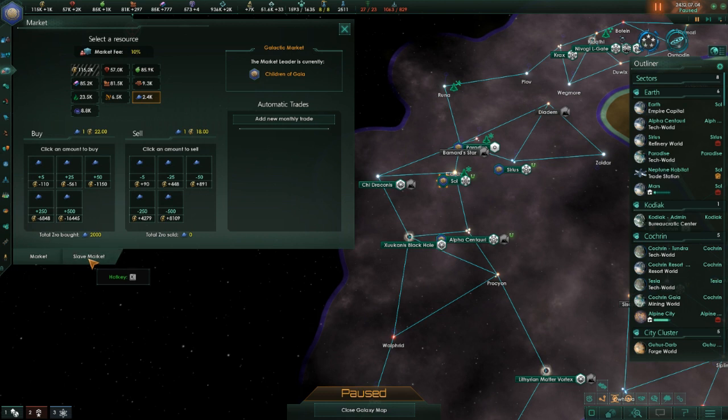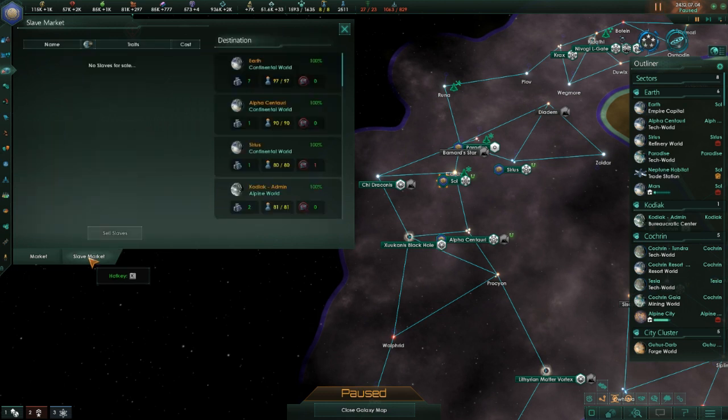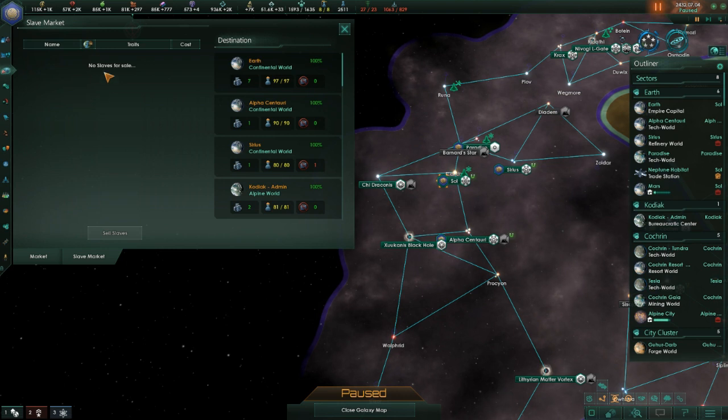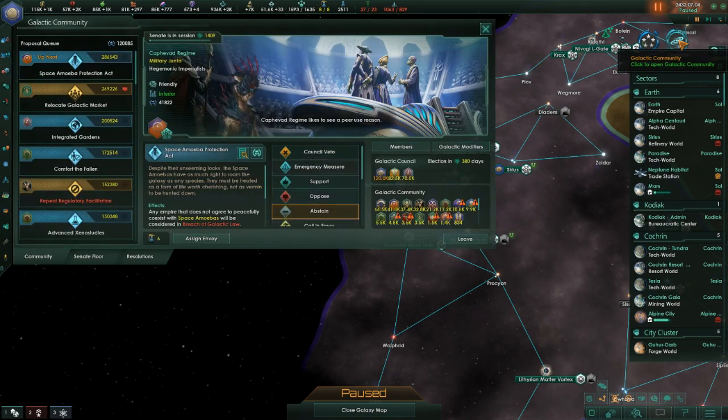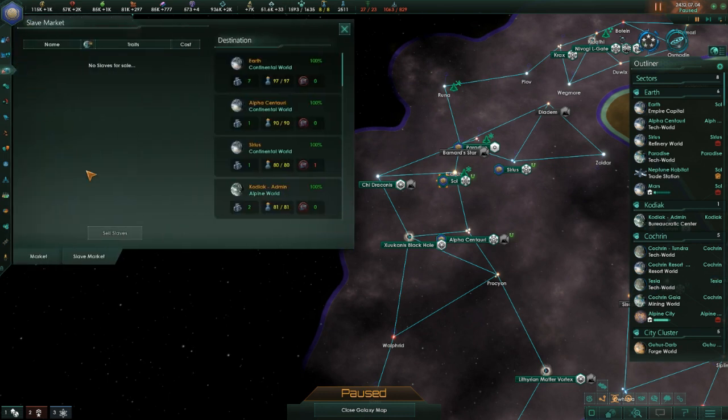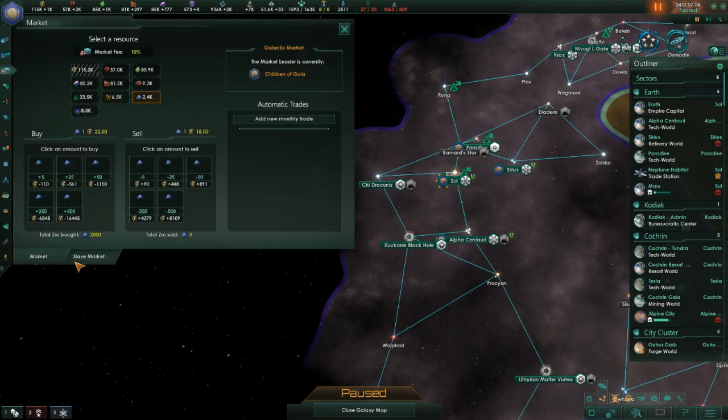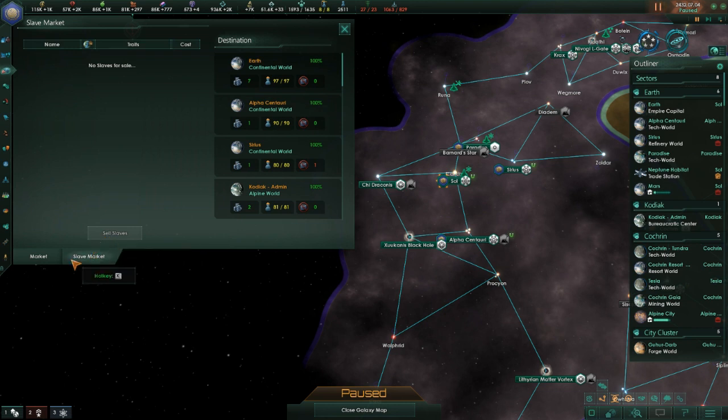So, slave market. This allows you to buy and sell slaves. If you're an empire like mine that does not allow slavery, then any slave you purchase is automatically freed. It's a way to get population units quickly into your empire. At this stage of the game, we have outlawed slavery through the galactic, what the heck is this thing called? The galactic community, this thing up here. We have actually eliminated slavery, so when you go to the slavery tab, it's just like, nope, nothing there. In fact, I'm pretty sure I can't even sell. No planets with slaves, there you go.